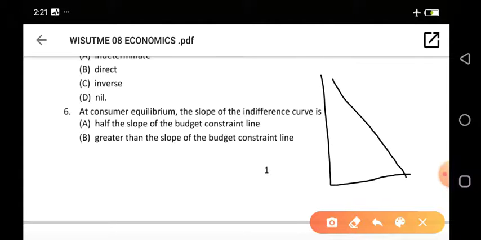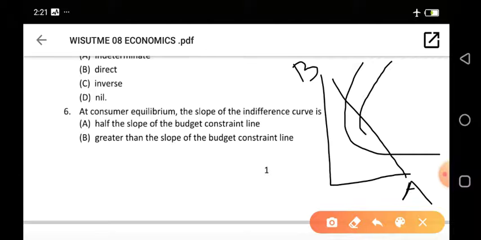Now, let's assume this is good B and then good A. So your indifference curve is something like that for the first bundle, then something like that for the second bundle. So we're talking about one that will touch the line, something like this. It said at consumer's equilibrium, the slope of the indifference curve must meet the budget line. It must meet the budget line.